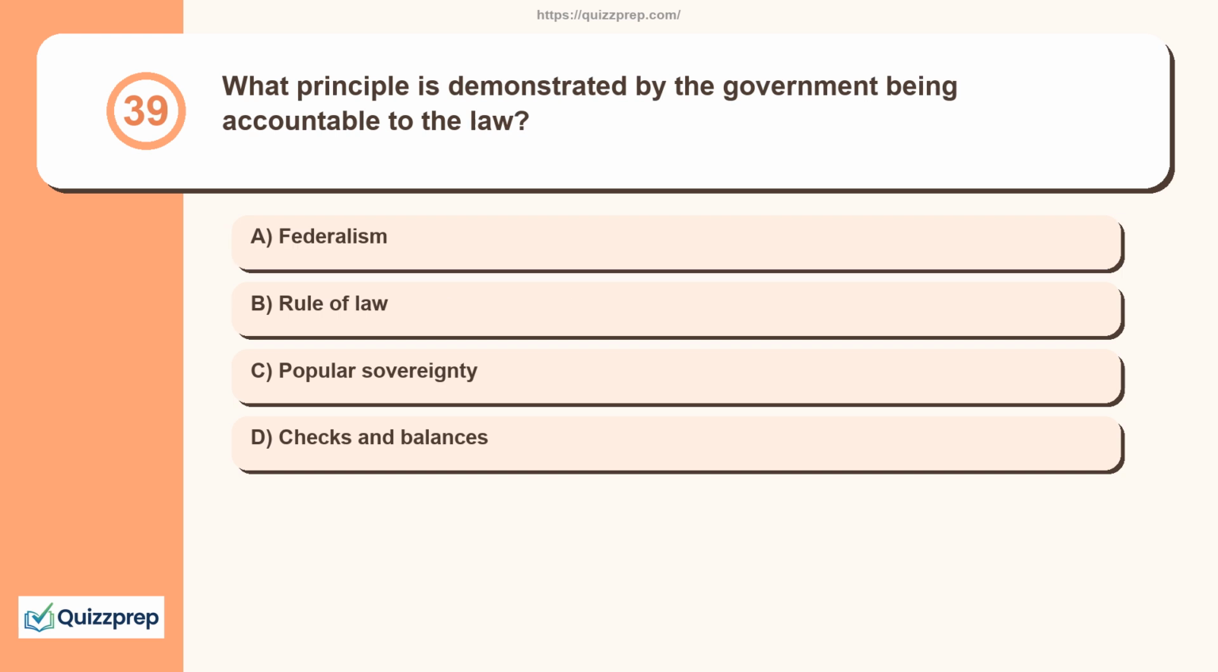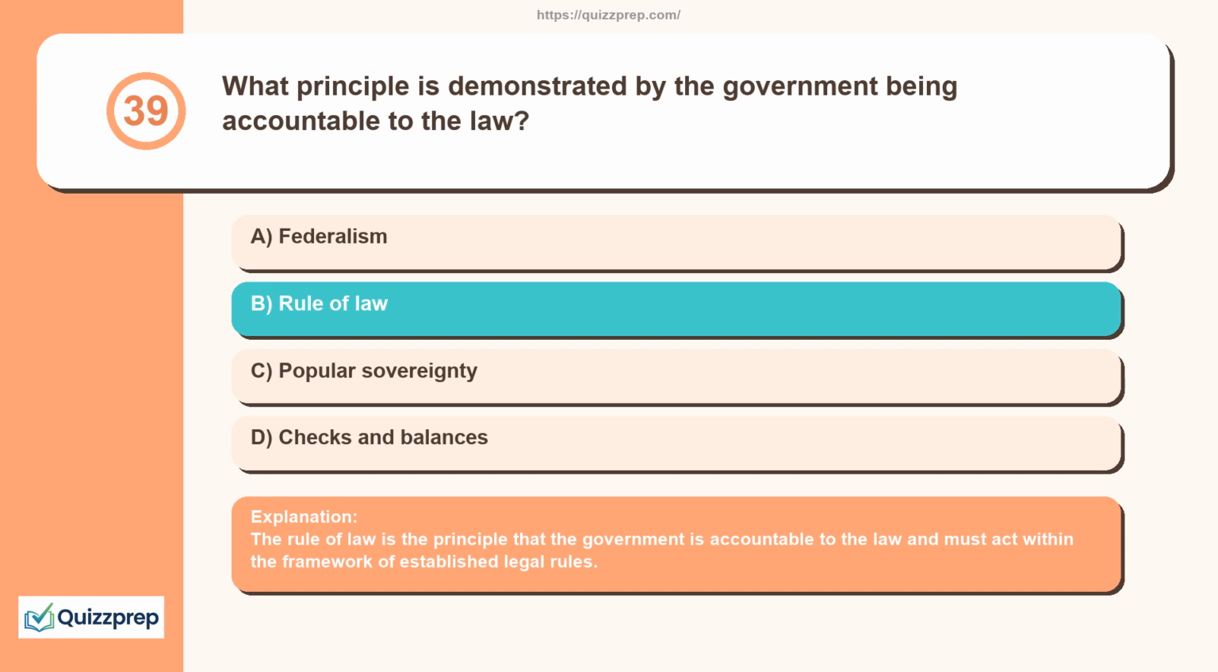Question 39. What principle is demonstrated by the government being accountable to the law? Federalism, rule of law, popular sovereignty, checks and balances. The rule of law is the principle that the government is accountable to the law and must act within the framework of established legal rules.